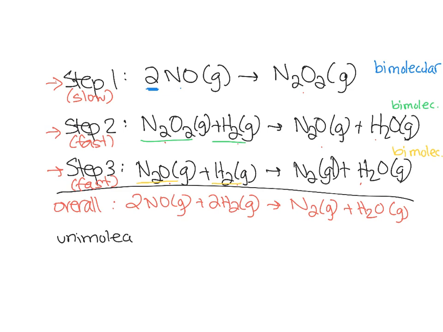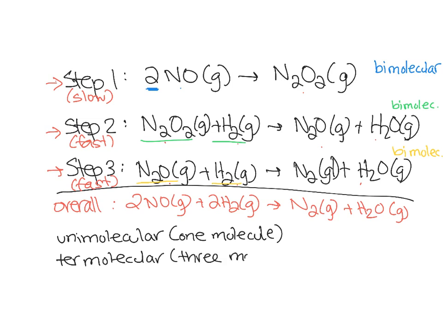Every once in a while, you'll get what's called a unimolecular step. Not in this reaction, but somewhere else. That's one molecule involved. And every once in a great while, you'll get what's called a termolecular step, with three molecules involved. All this is doing is counting up the number of molecules that are reactants in a step. If there are two molecules involved in a step, it's bimolecular. If there are three molecules involved, it's termolecular. So molecularity is helpful to us.